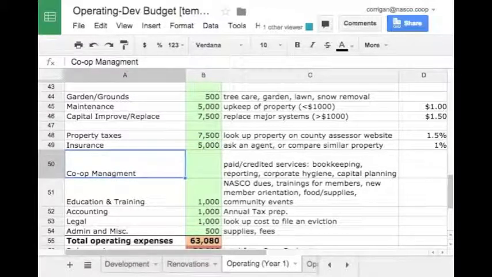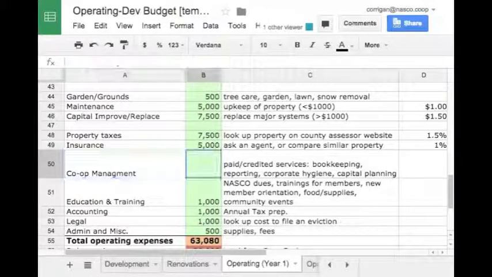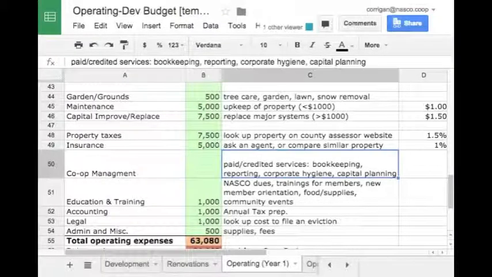Next, we have a line here for co-op management services. I left it blank because this can vary a lot depending on the background of the co-op and the setup, but it's good to remember that you will need to do some certain regular activities like bookkeeping, reporting to lenders, reporting to government agencies, various corporate hygiene tasks like filing taxes, filing annual reports, and some amount of capital planning and budgeting for the co-op.